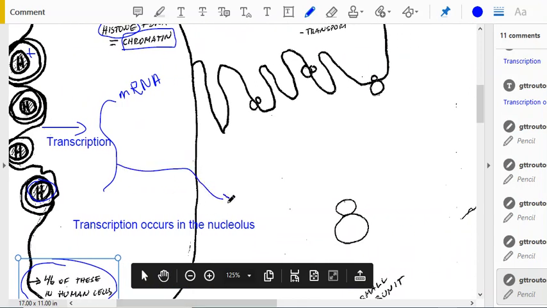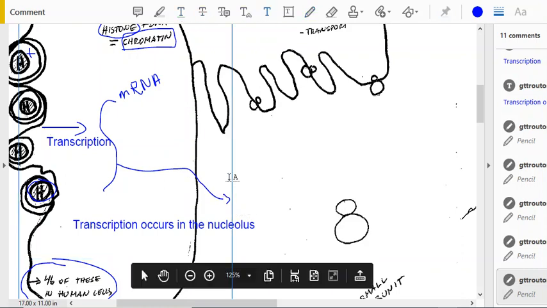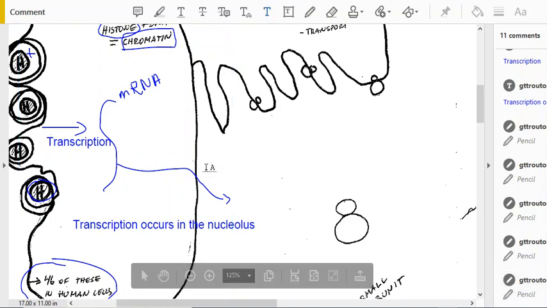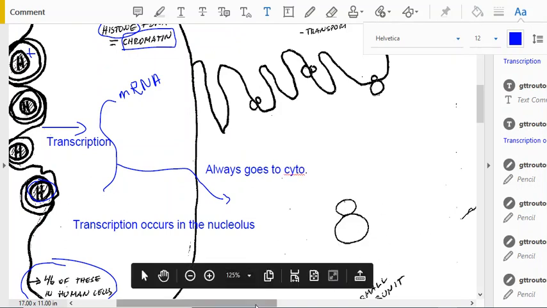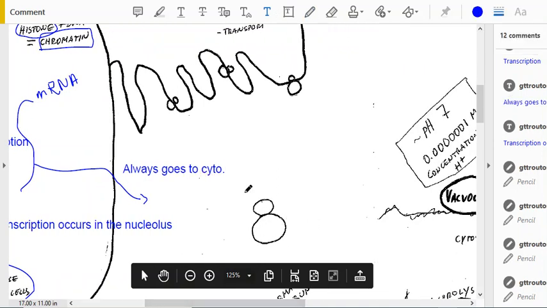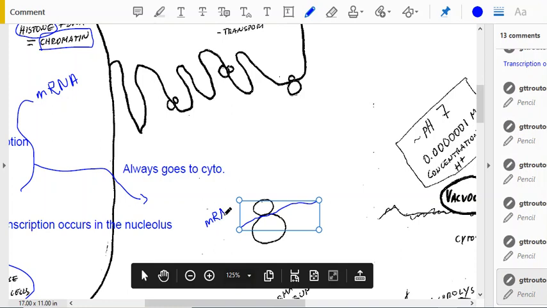All right, so once you have transcription, we will talk more about transcription later on. This messenger RNA strand is always going to move out into the cytoplasm. So I'm going to say always goes to cytoplasm. And out in the cytoplasm, you're going to encounter a ribosome. So that's what this little snowman looking thing right here is. It's the small and the large subunit of a ribosome. The messenger RNA will run right through the middle of this. That is a messenger RNA strand. This is a ribosome. So we'll label those.